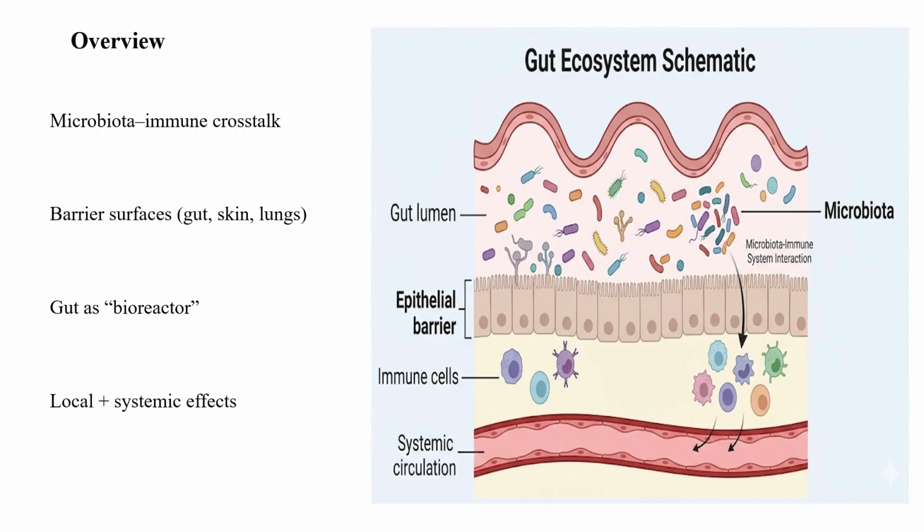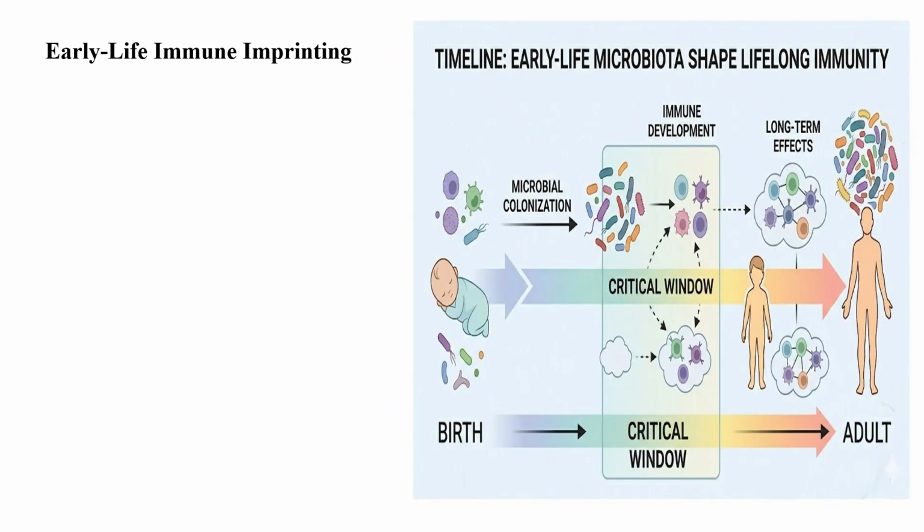These interactions are tightly regulated and influence both local mucosal immunity and systemic immune responses. Importantly, this system maintains a balance between tolerance and inflammation, which is essential for health and disease prevention. With that overview in mind, let's start at the beginning: how microbes shape immunity from birth.